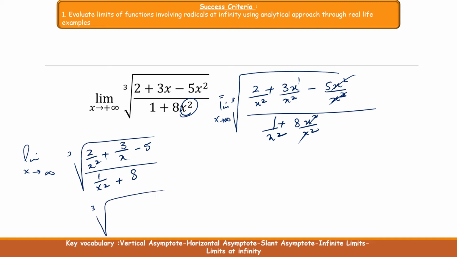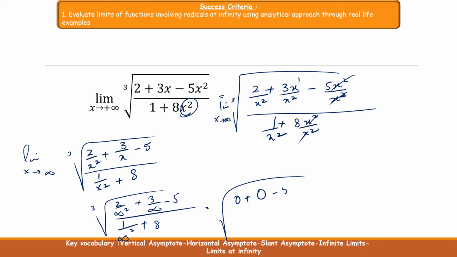Apply the limit. Wherever you see x or x square, you will write infinity. The rest of the numbers stay as they are. Infinity square also means infinity, so if you are not writing the square on the infinity, no issue. 2 over infinity is 0. 3 over infinity is 0. Minus 5. Don't forget to write the cubic root. When we apply the limit, we don't write the limit symbol. 1 over infinity is 0 and here 8. So the answer is the cubic root of minus 5 over 8.